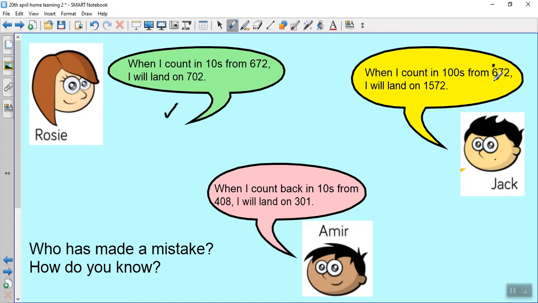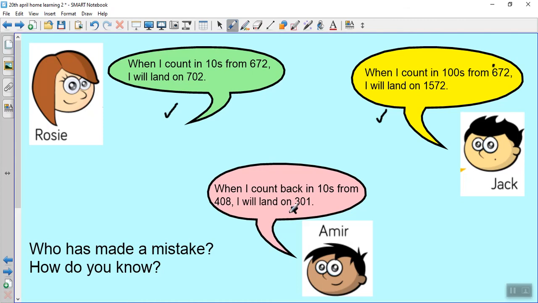1,172, 1,272, 1,372, 1,472, 1,572. So we knew that 72 would have to be at the end, which it was, so that's why that would work. Amir says, when I count back in tens from 408, I will land on 301. Well, we know that if we take away the tens number, the ones will always be the same as long as it's not below 0. And that's got 1 in the ones column, so that's wrong.